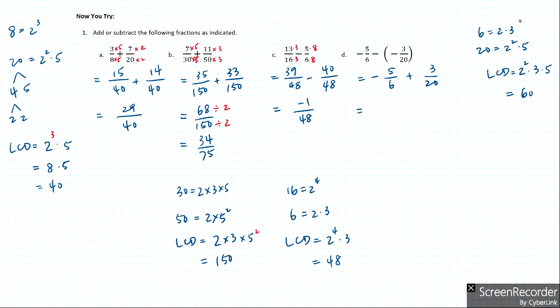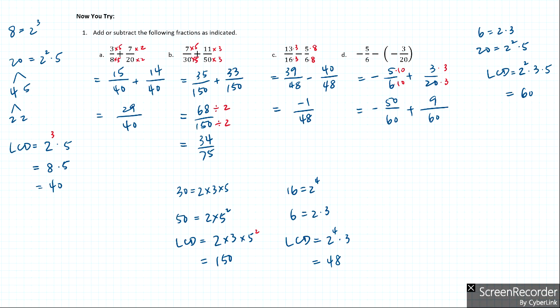So that tells me I would have negative, and I want to have 60 on the bottom. To get 60, I have to multiply 6 by 10, and I have to do that to the top as well. So I get 50. Plus, then for the 60 on the denominator, I need to multiply 3 by 20. To get 60 in the denominator, that means I also need to do that to the top, and that would give me a 9 over here.